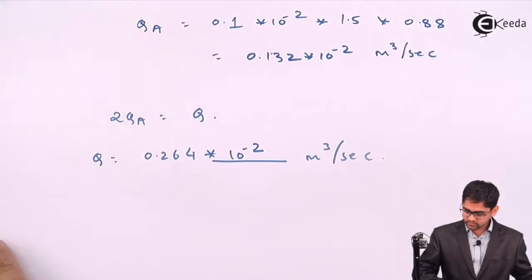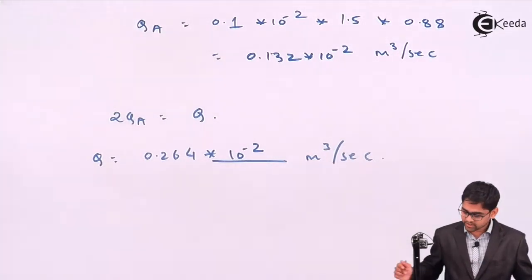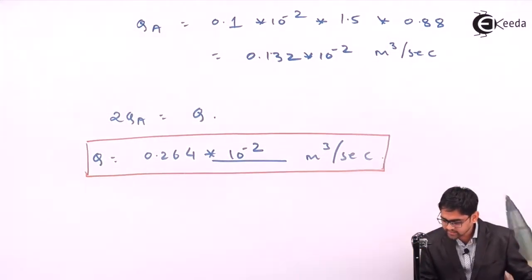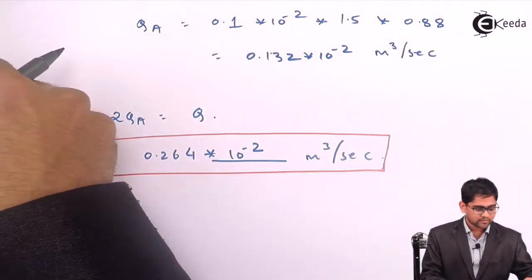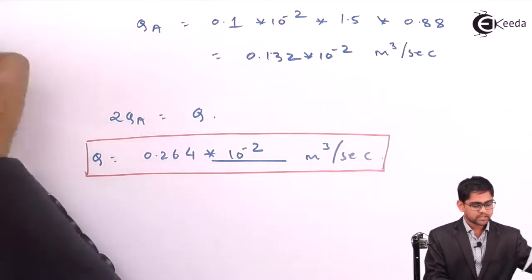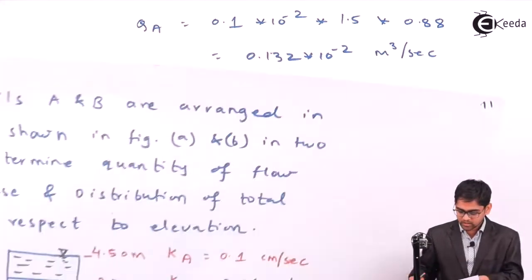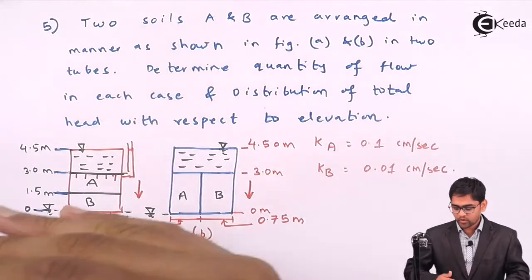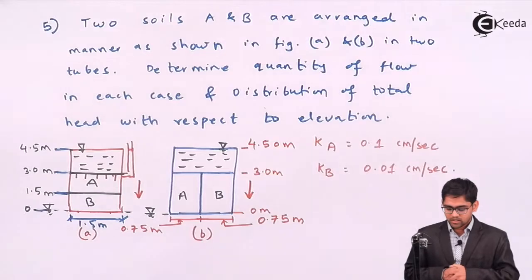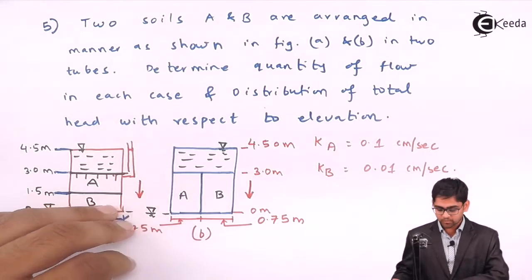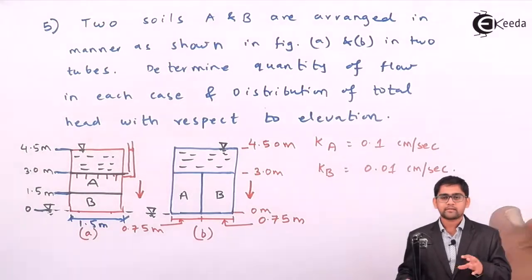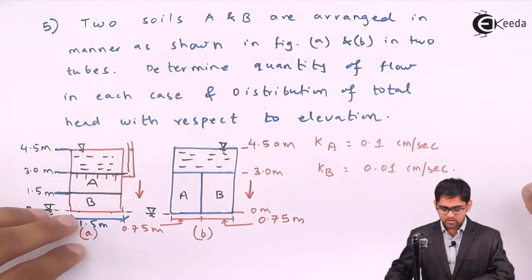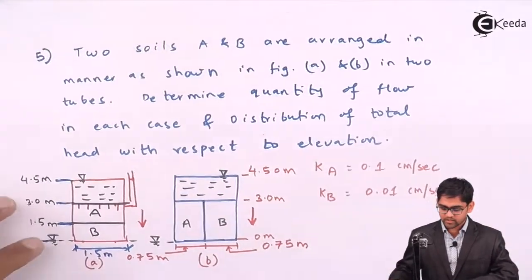So this finishes your estimation of the total quantity of flow for case B, and also this finishes the fifth problem, which consists of two cases. We have also seen the distribution of the total head along the length of the flow or along the elevation. We'll move ahead with the next problem, in which we'll be calculating the effective stress at the different levels along the length of the flow. In the next problem, number 6, hopefully we'll continue.